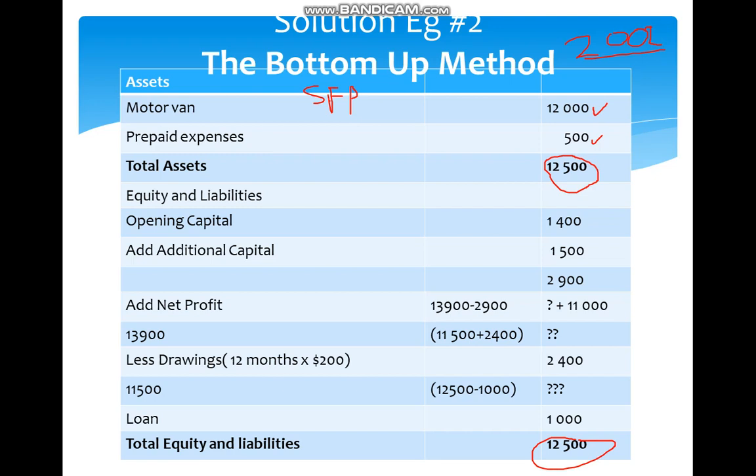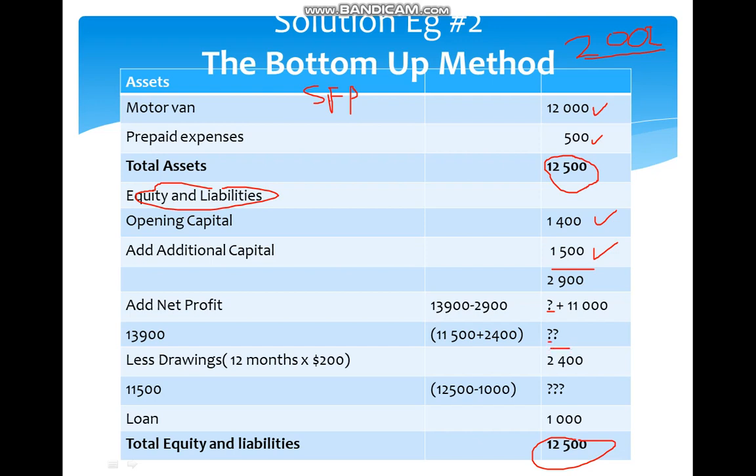Okay, let's still continue with our formatting. We get to the new heading. Our new heading is equity and liabilities. Our opening capital, we have determined this one. Our additional capital, we have this one again. Then the total, we get 2,900. All right, but we are supposed to calculate our net profit. In this case, it's still missing, so we leave this one as a question mark. But also 2,900 plus this question mark, we get these two question marks again.